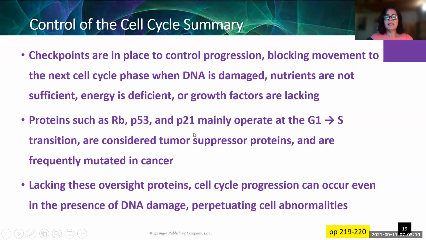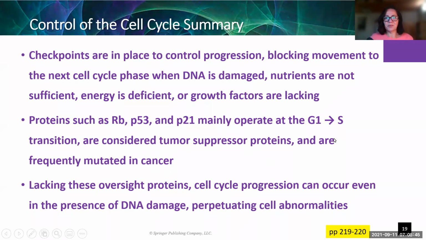P53, P21, these are proteins that are guardians of the cell. They help manage a lot of the processes of the cell. They're all considered tumor suppressor genes or tumor suppressor proteins because they slow things down in one way or another. And so we'll see them mutated in cancer. This is not a coincidence. It's because mutations occurring in the control systems cause the cell to go out of control.